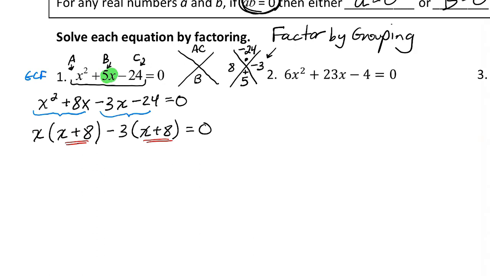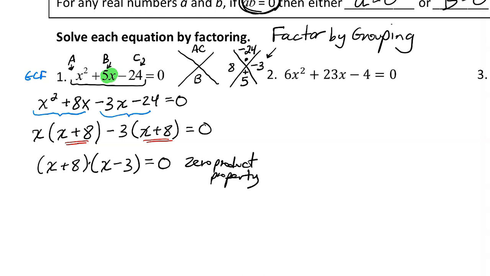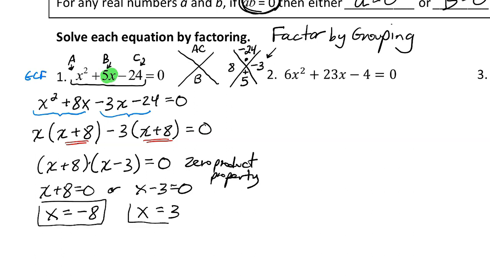And then the next step, those identical terms, we're going to factor out an x plus 8. And when we factor an x plus 8 out from both of those, we are left with the stuff on the outside, x minus 3 equals 0. At this point, we can use the zero product property. We have a product, x plus 8 times x minus 3, and we get 0. So that means either x plus 8 equals 0 or x minus 3 equals 0. So our answers to our quadratic equation are x equals -8 and x equals 3.